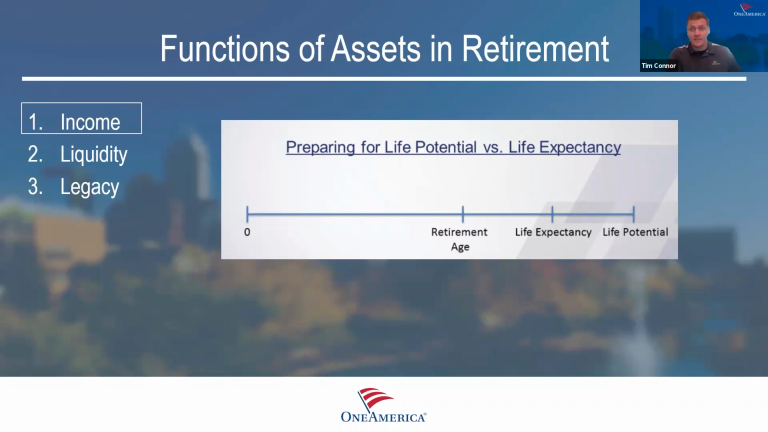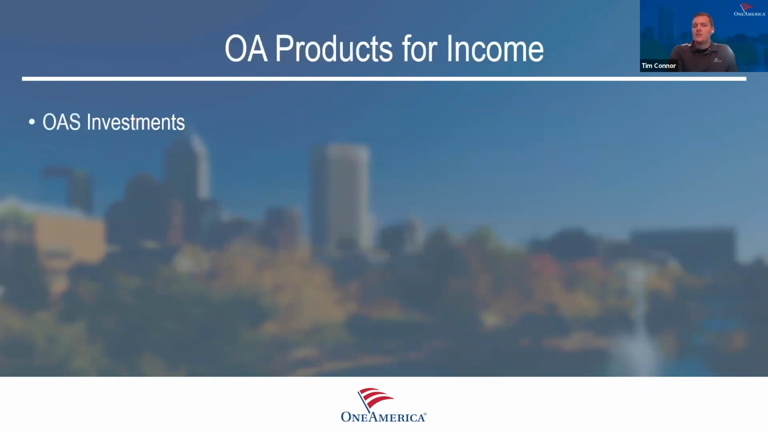So there is your life expectancy, which, for a healthy female is right around age 90. But then there's that life potential. There is that potential to outlive our assets, right? And so we have to make sure that we're positioning our income so that we aren't going to outlive our assets. So now, looking at the OA product for income, right? There's a few products that you can utilize when looking at an income portfolio. Now, I'm going to keep it very simple and very general right now and just focus on the product, and then we'll focus on strategy here in a little bit.